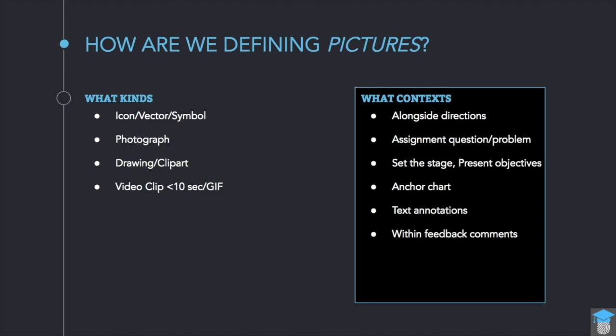Again, anchor charts come to mind. Text annotations, what a great place to use pictures to help hold your thinking and come back to important reference points. Within feedback comments, this is a great place to use pictures as teachers. Again, a whole other concept would be using pictures for students, giving peer feedback and commenting back and forth.